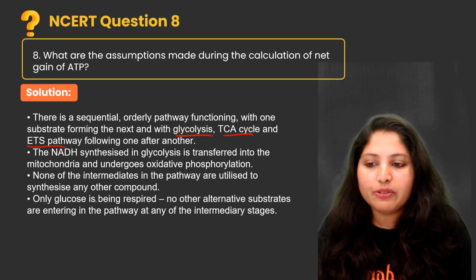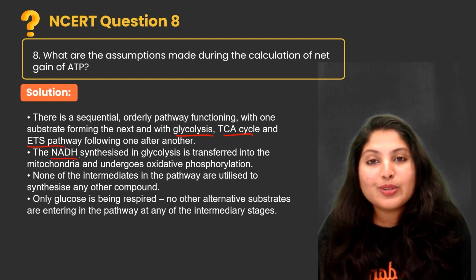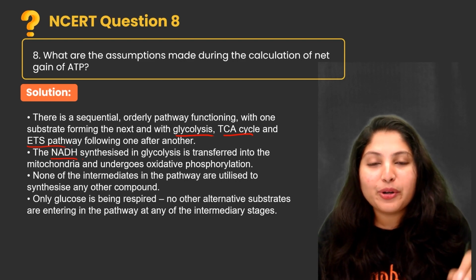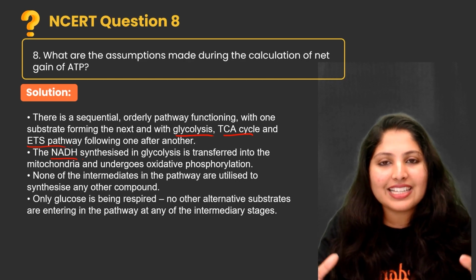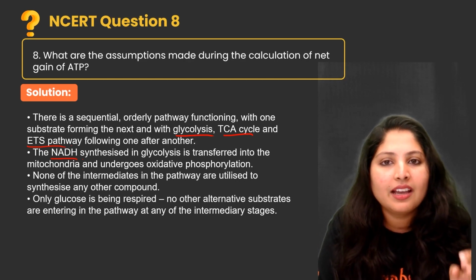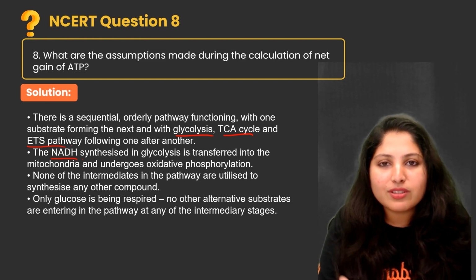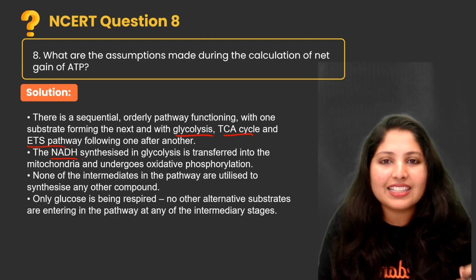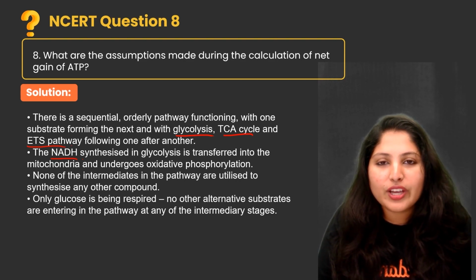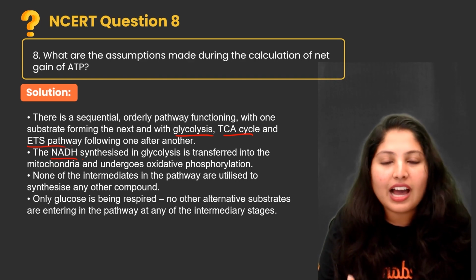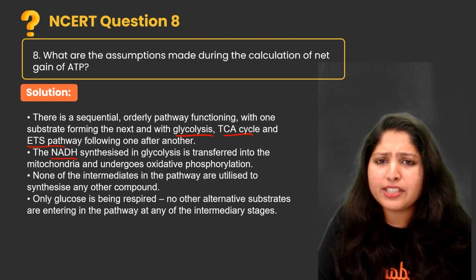Second one, the NADH produced in glycolysis is present in the cytoplasm of the cell and has to move towards the mitochondria. But in most cases, this NADH is utilized for various other activities. So this NADH does not always come into the mitochondria.